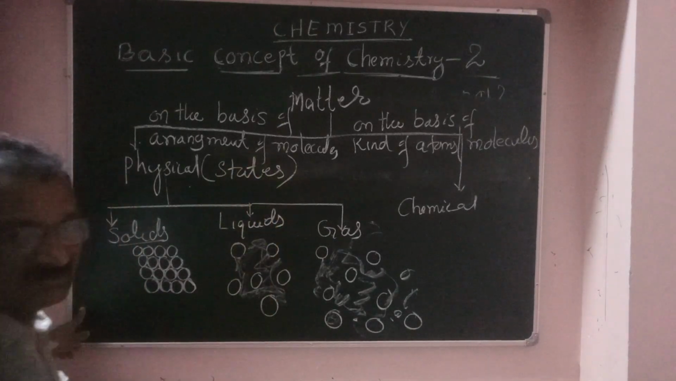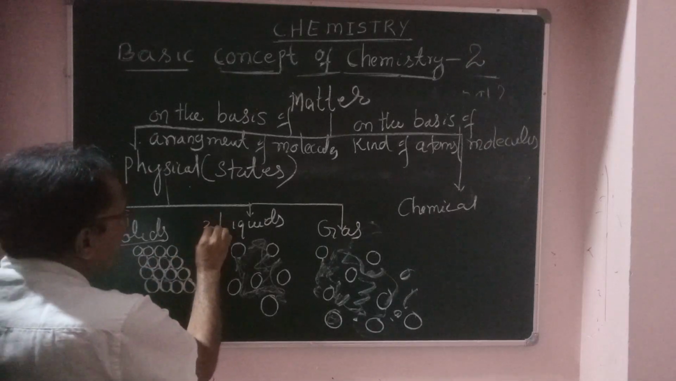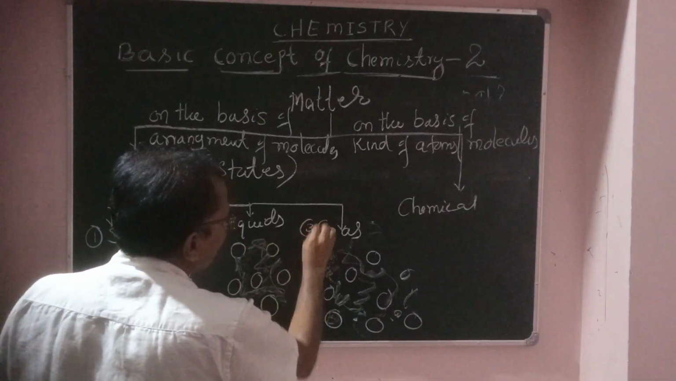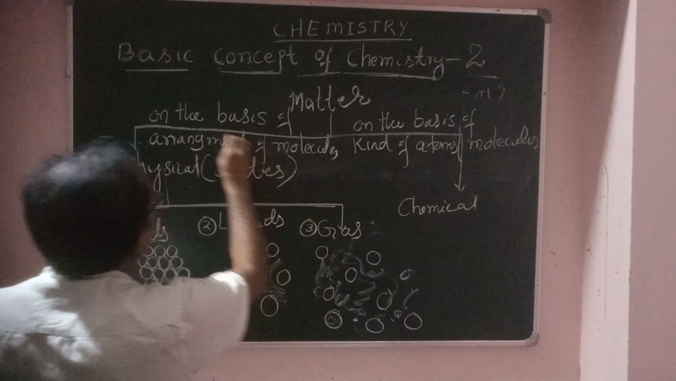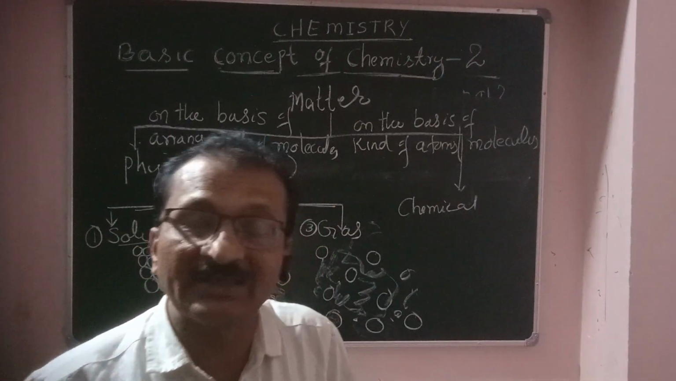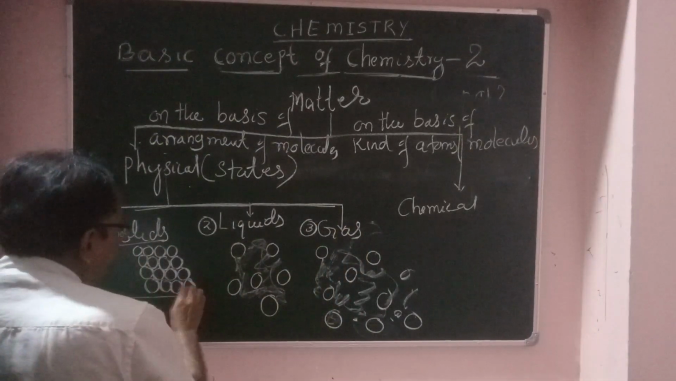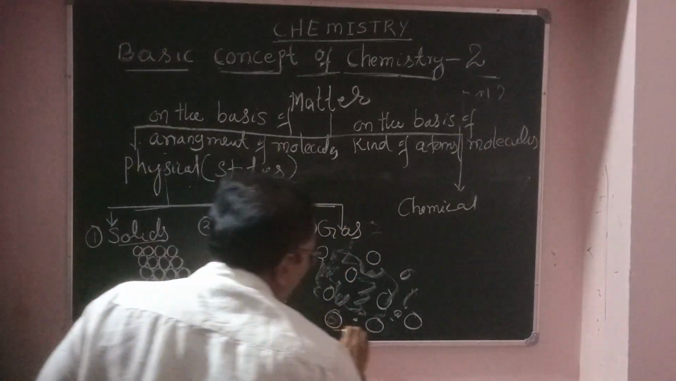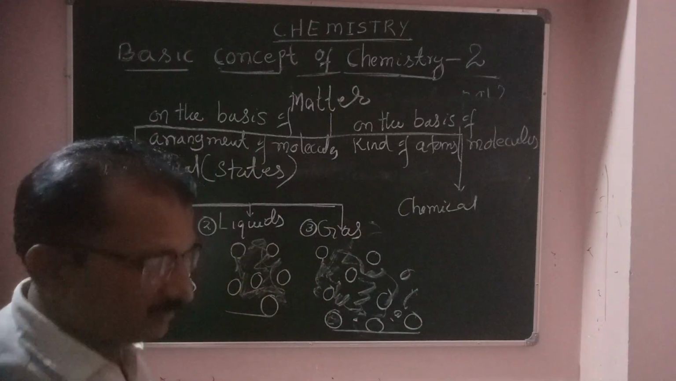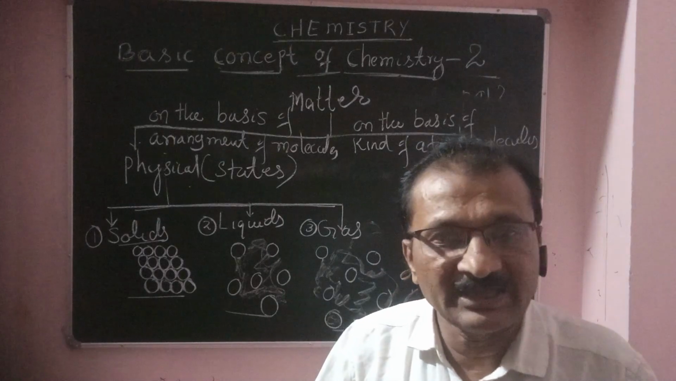What are called is mainly there are three physical states. One is solid state, second is liquid state, third is what? Gaseous state. This is mainly on the basis of how the molecules are arranged, in what fashion they are arranged. I will give a common example, a normal analogy, to remember the arrangement of particles in solids, liquids, and gas.